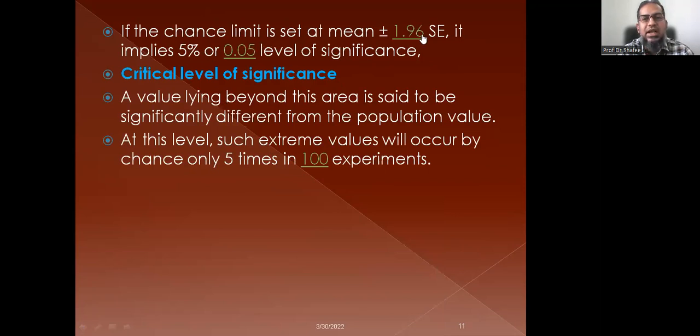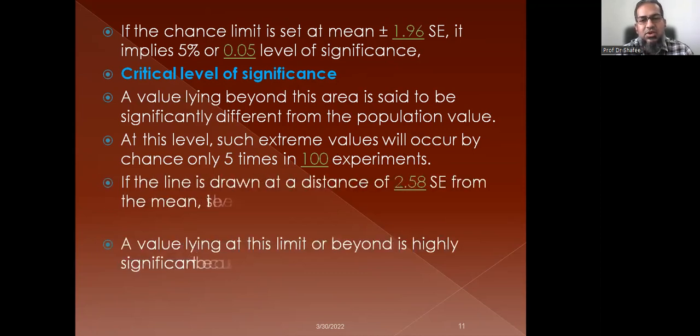If the chance limit is again extended, and the chance limit is set to 1.96 standard error, the 5% or 0.05 level of significance will be there. So if we take mean plus or minus 1.96 standard error, the level of significance will be at 5% or 0.05, that is, the p-value is equal to or less than 0.05. This is called the critical level of significance. So usually we take 1.96 and a 95% confidence interval, and we take the level of significance as 5%, and it is called the critical level of significance. A value lying beyond this area is said to be significantly different from the population value. At this level, such extreme values will occur by chance only 5 times in 100 experiments.